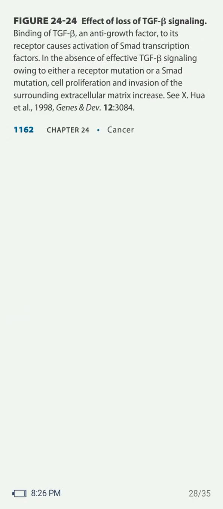Effect of loss of TGF-beta signaling. Binding of TGF-beta, an anti-growth factor, to its receptor causes activation of SMAD transcription factors. In the absence of effective TGF-beta signaling owing to either a receptor mutation or a SMAD mutation, cell proliferation and invasion of surrounding extracellular matrix increase.